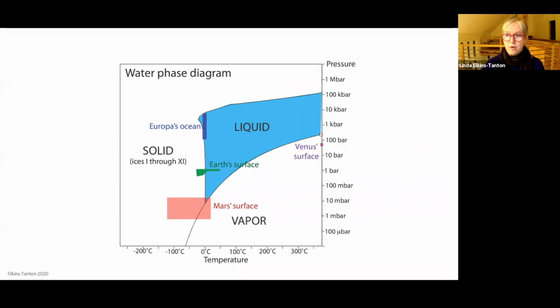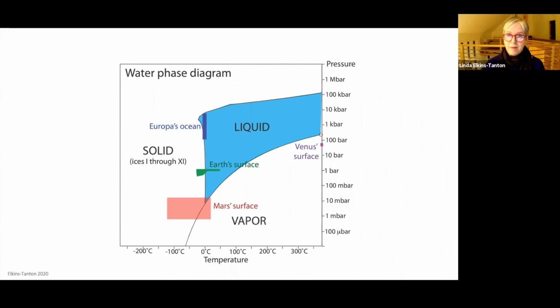You can see the Earth in the middle, in green. That's the Earth's surface conditions. At the top of Mount Everest, the atmospheric pressure can be about a third of what it is at sea level, and those high mountain peaks give the thick left part of the Earth region.